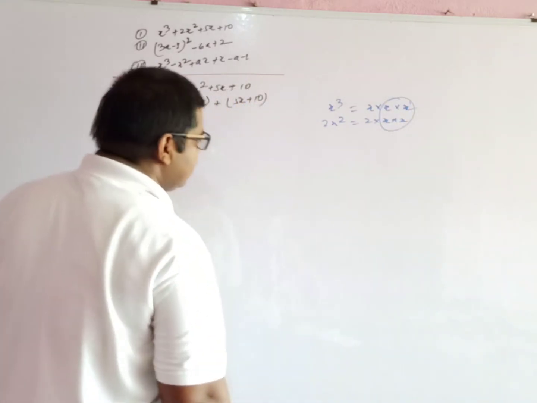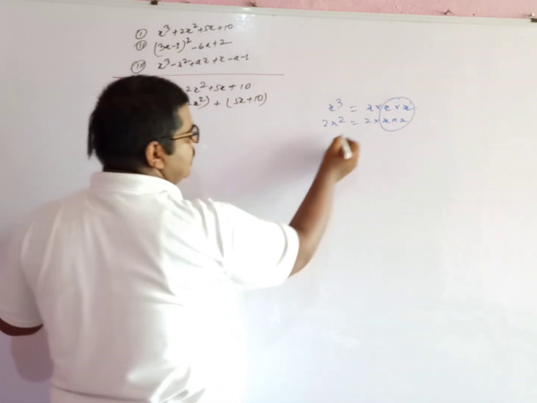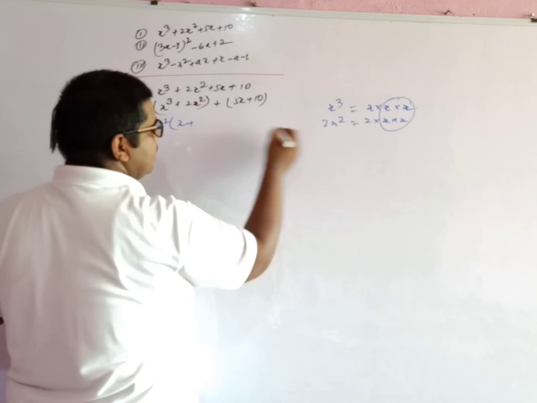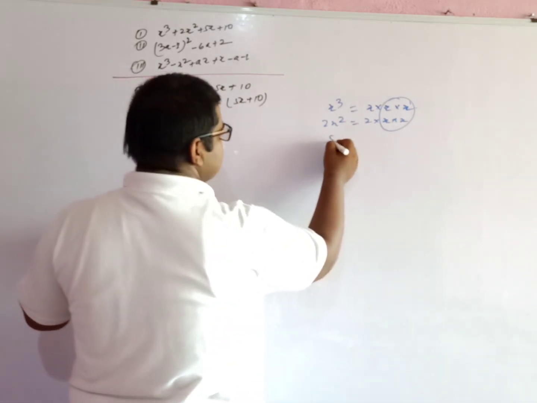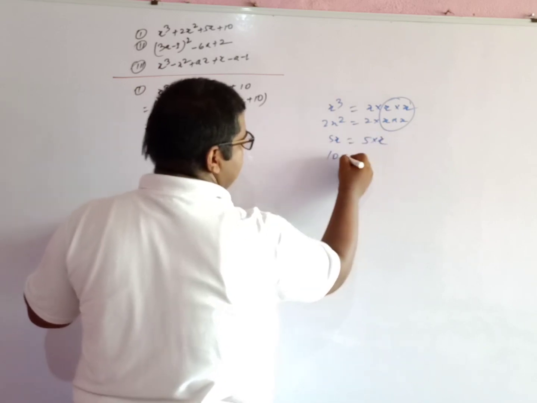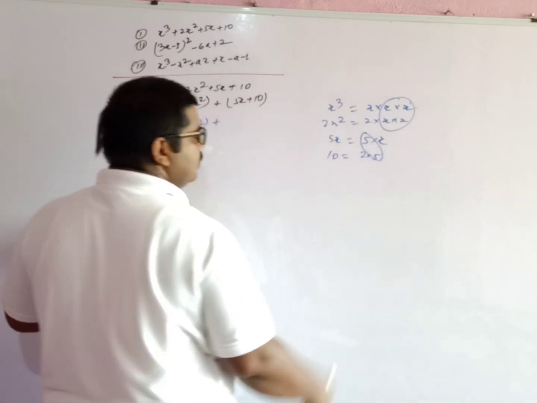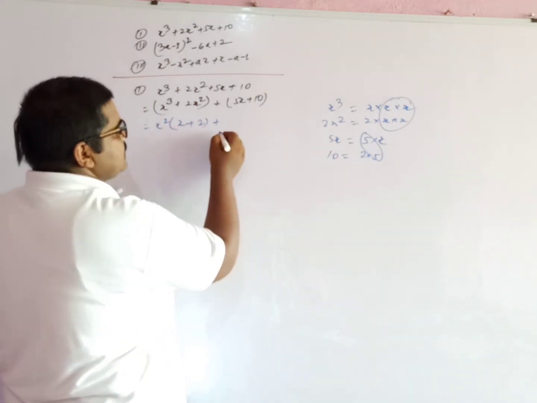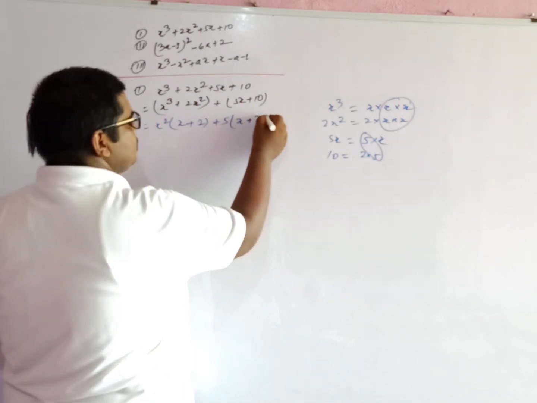Actually x squared has been taken as the common. X squared, and what is left? In the first one it is x, and in the second case it is 2 plus... and what is given? 5x and 10. 5x means 5 into x, and 10 can be written as 2 into 5. What is common? Actually common is 5 in this case. So you can see that 5 is taken as common, and x plus 2.